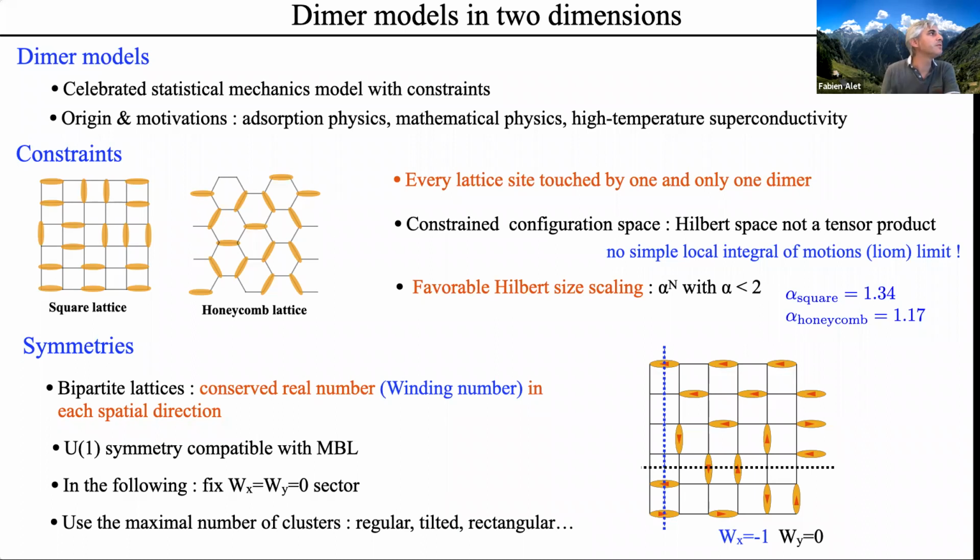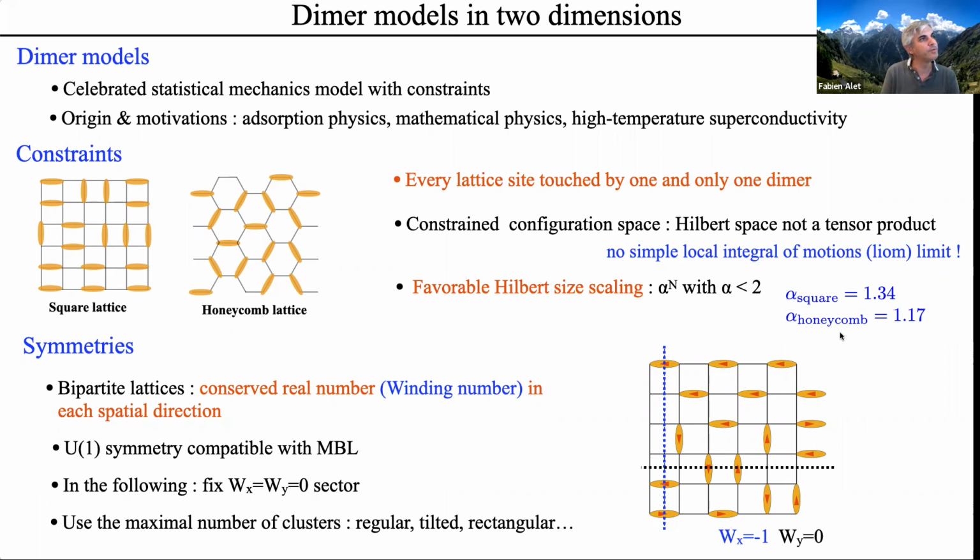So the model is as follows. There is a constraint that you take a lattice, and every lattice site must be touched by only one dimer, which is this orange type of stuff. So every dimer touches two nearest neighbor sites. It's a constrained configuration space. It's not a tensor product. And even though in the end it might play no role, at least from a theoretical point of view, one interesting aspect is that there is no simple way of writing local integrals of motion for this model, because I think you cannot build a local basis of operators which covers the full operator space. So that's one technical reason.